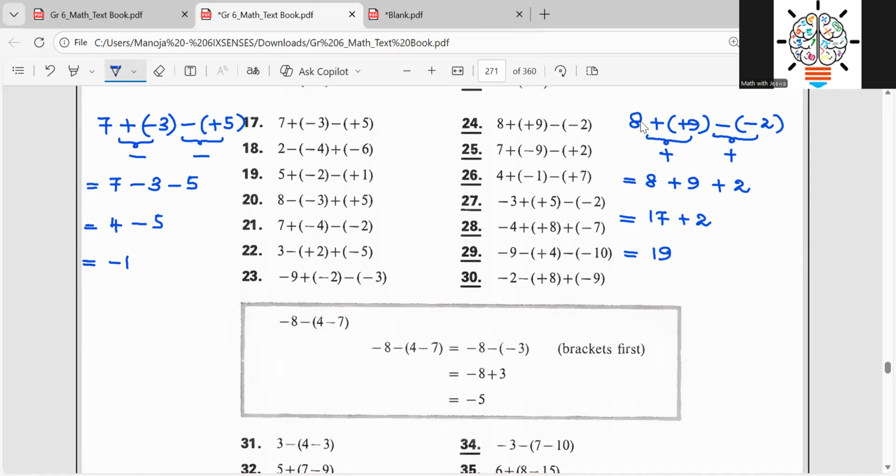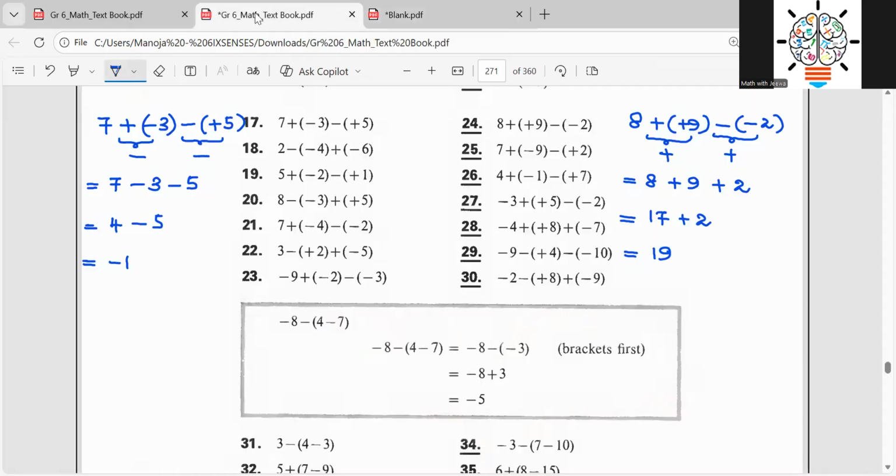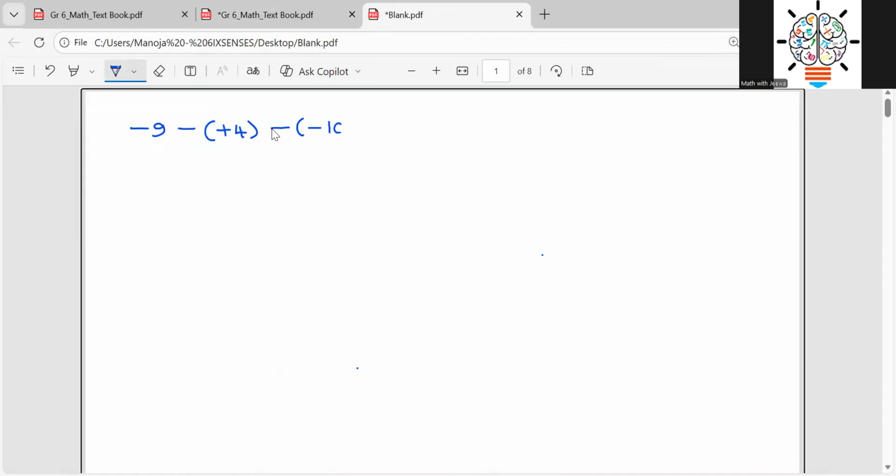Then I'll do question number 29 for you. We'll move to the whiteboard. Question number 29: negative 9, negative, positive 4, and negative 10, negative 10.